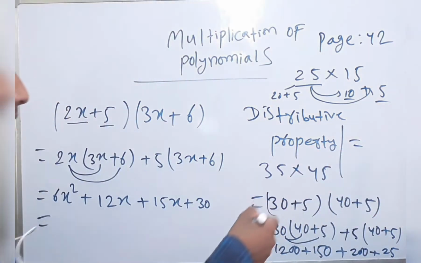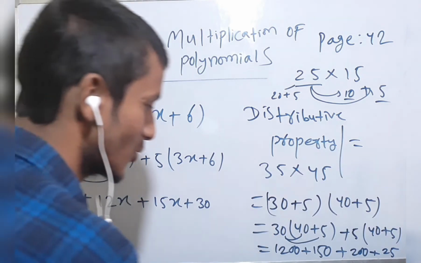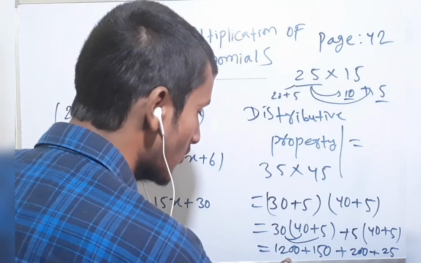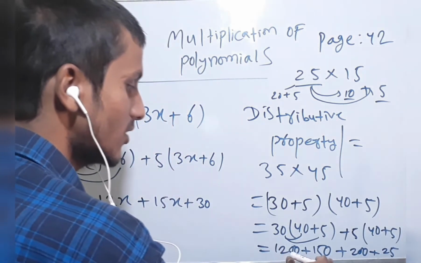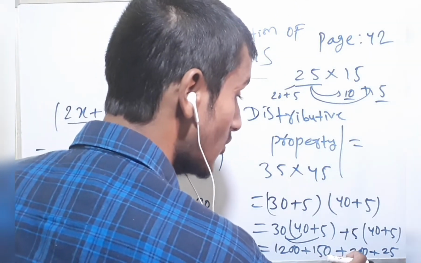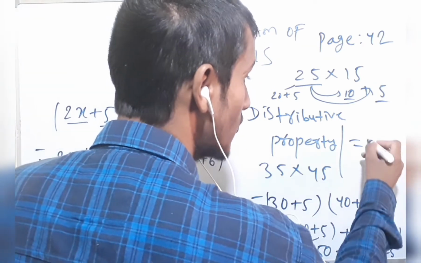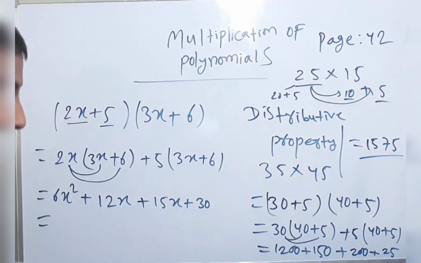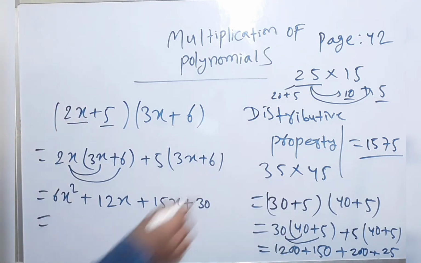Like I said, it's a little bit messy, but I hope you're comprehending anyways. All you have to do now here is addition, add them up. So 1200 plus 150 is 1350, 1550, 1575. So I hope I have done the arithmetic right. Okay, so check it, is it right or not.